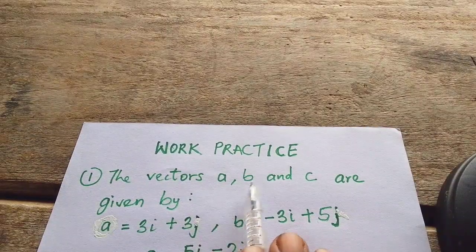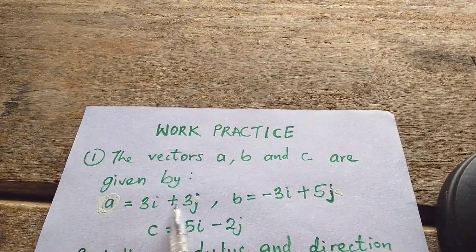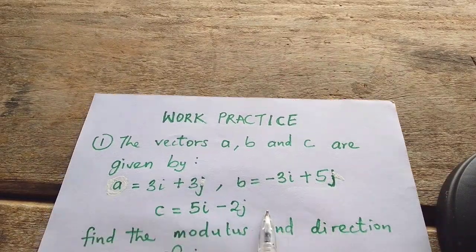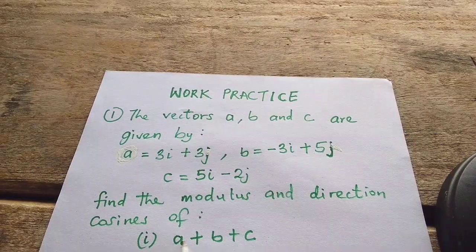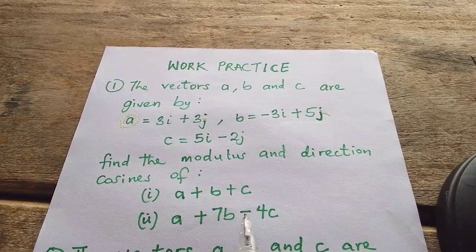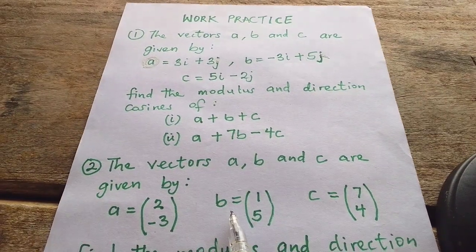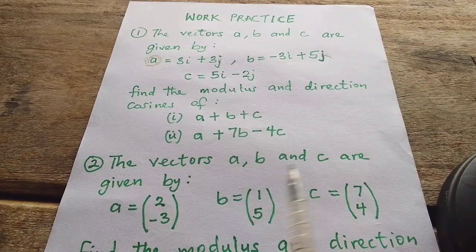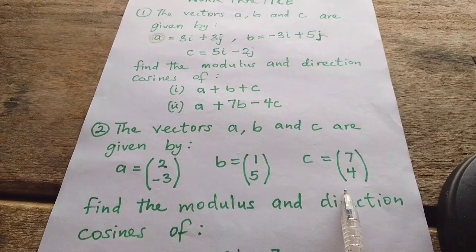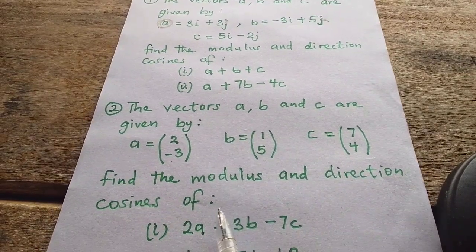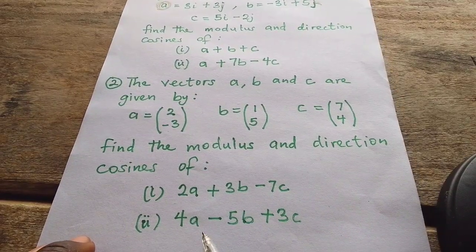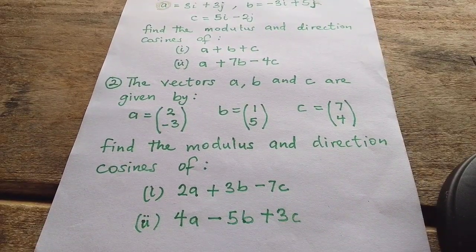For your practice, you are going to have this. The vectors a, b and c are given: vector a is this, vector b is this, and vector c is this one. Find the modulus and the direction cosines of 1, a plus b plus c, and 2, a plus 7b minus 4c. Then the second question: the vectors a, b and c are given, vector a is this, vector b is this, and vector c is this. Find the modulus and direction cosines of 2a plus 3b minus 7c, and 4a minus 5b plus 3c.